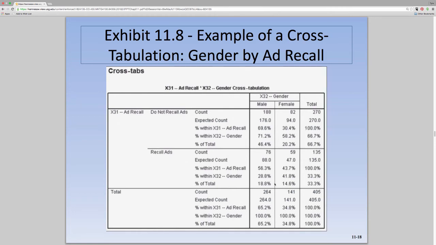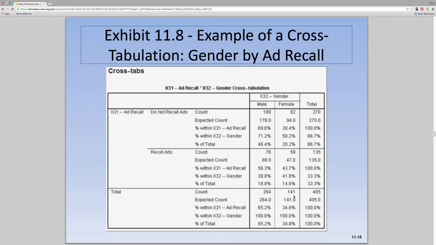So if you look at this, it's a little bit confusing. You're thinking, oh, well, it looks like more men recalled the ad than females. If we look up here, though, it looks like more men did not recall the ad. Well, we have to look at, hey, guess what? There were significantly more men included in the survey than women. There were 264 men out of the 405 and only 141 women.